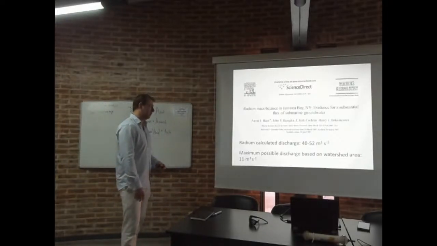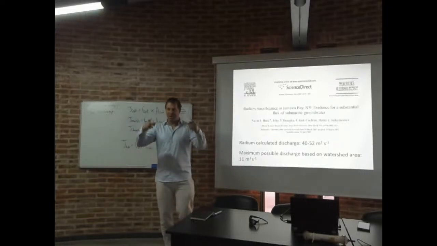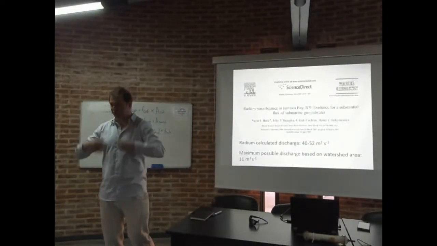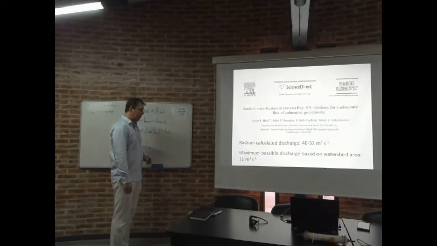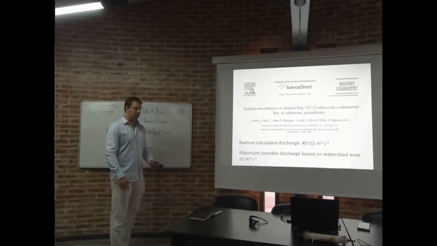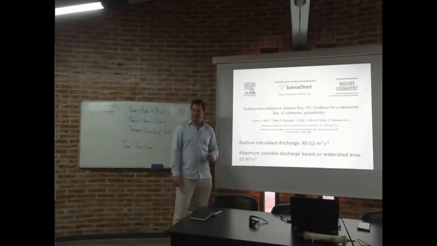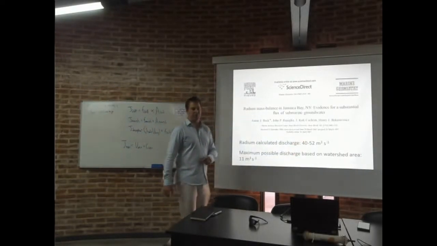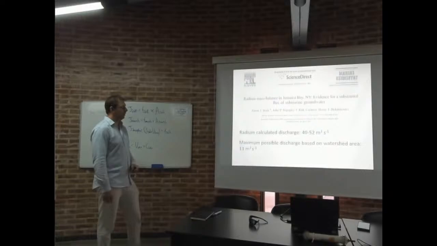4 to 5 times as much. If you remember this from yesterday, radium also measures recirculated seawater, right? So this water that just goes through the sediments, not fresh groundwater that's coming from land. So the maximum amount of fresh groundwater is 11 cubic meters per second. Radium, 40 to 52 cubic meters per second. 5 times as much. A lot.